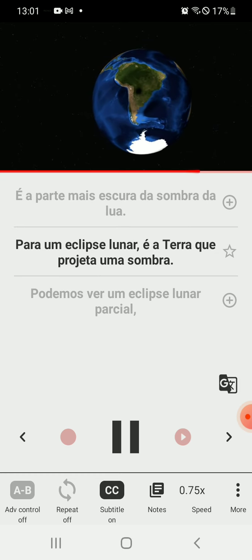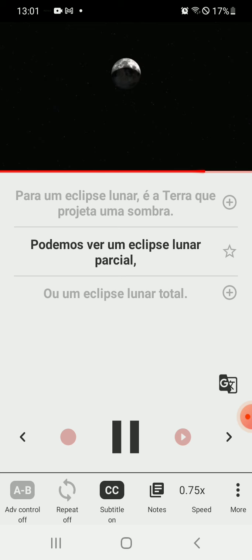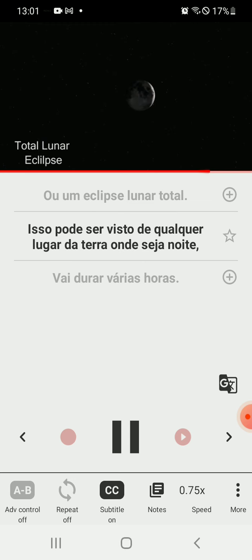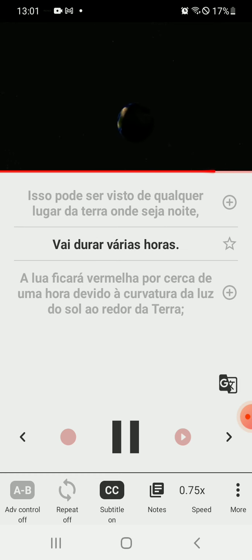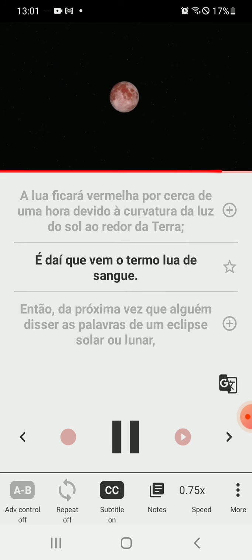For a lunar eclipse, the Earth is the one casting the shadow. We may see a partial lunar eclipse or a total lunar eclipse. This can be seen from anywhere on Earth where it's night and will last for several hours. For about an hour, the Moon will appear red because of the sunlight bending around the Earth. This is where the term blood moon comes from.